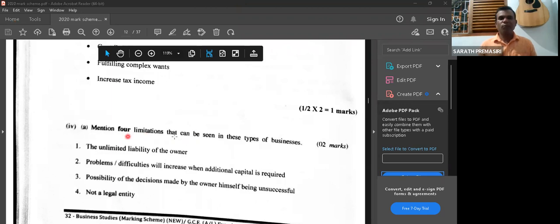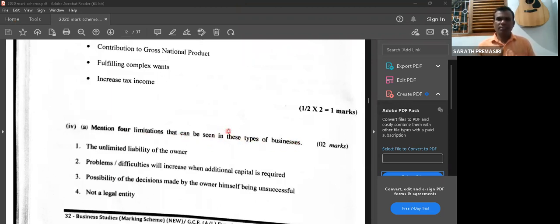Now mention four limitations that can be seen in this type of business. So this is a sole trader business. As a sole trader business, the owner has unlimited liability. Let's try to understand this unlimited liability. This question is somewhat difficult for you to answer because it is related to the second term, most probably. So please write the answer only.